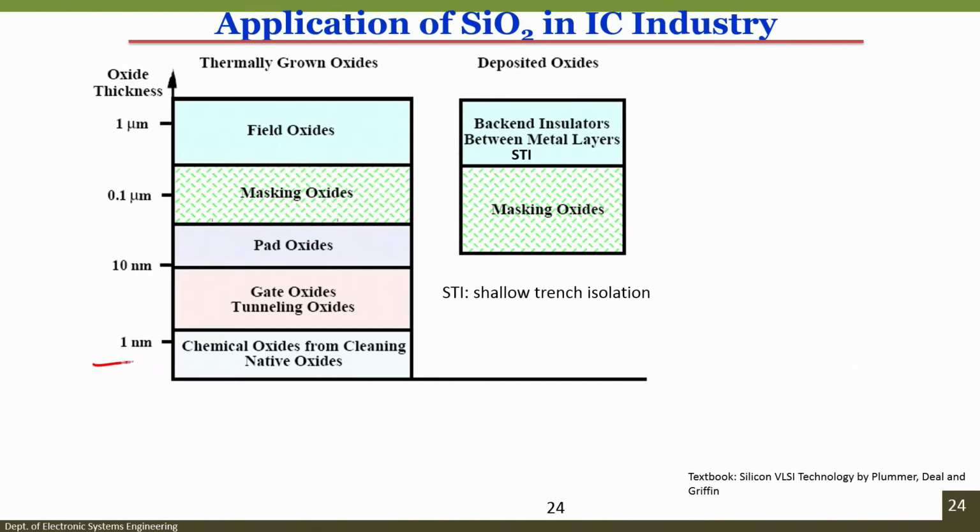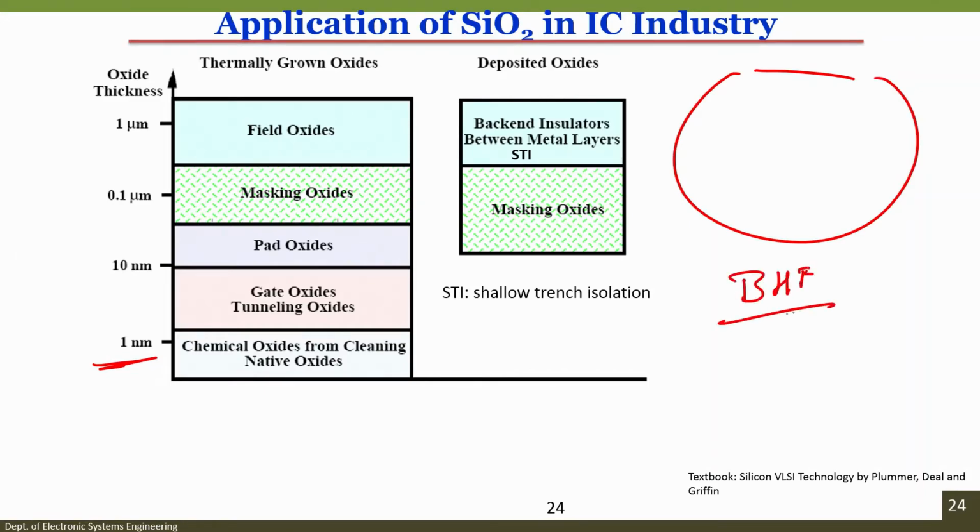1 nanometer oxide is what you get when you keep the silicon wafer in a lab environment. Because of the presence of oxygen, a native oxide is created which is close to 1 nanometer, and the way to remove this native oxide is by dipping the wafer into BHF. BHF stands for buffer hydrofluoric acid, that you know, right.